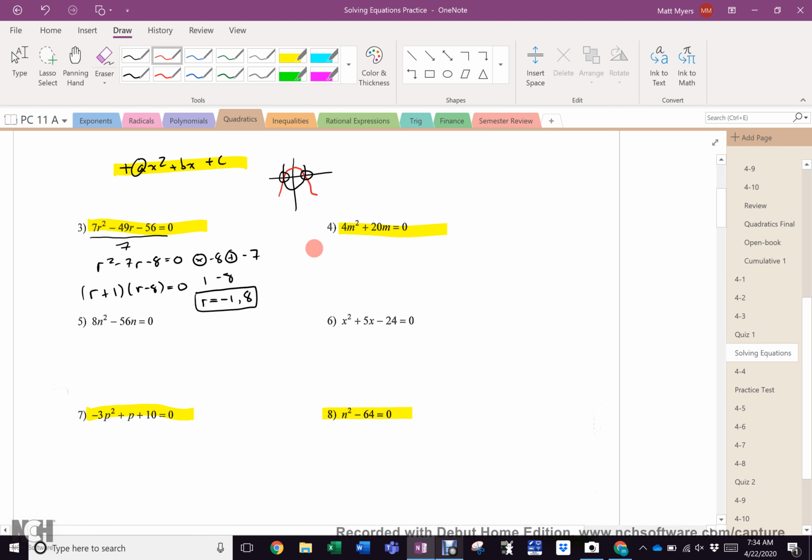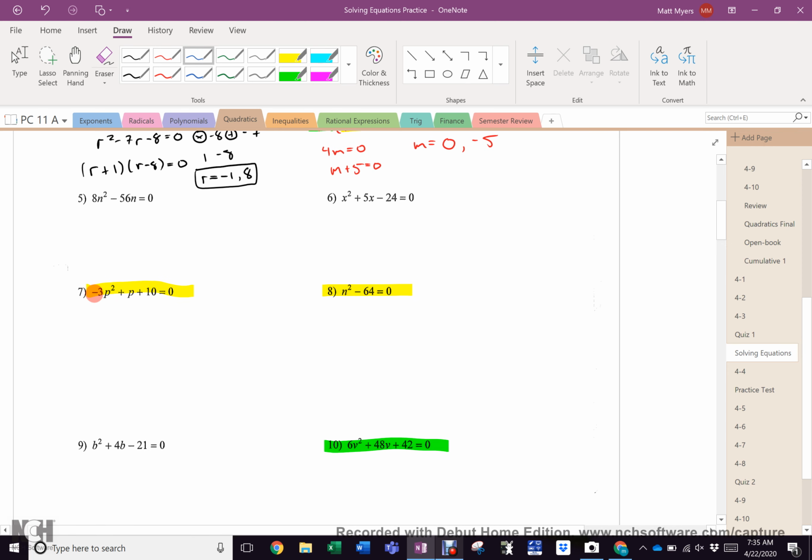This one, you can see I can take out a 4m to get m plus 5 equals 0. Now this one you guys always screw up because you know that one's super easy, but you forget that one. Remember what this means. This means 4m would equal 0, or m plus 5 would equal 0, which means m equals 0 and negative 5. You guys always forget the 0.